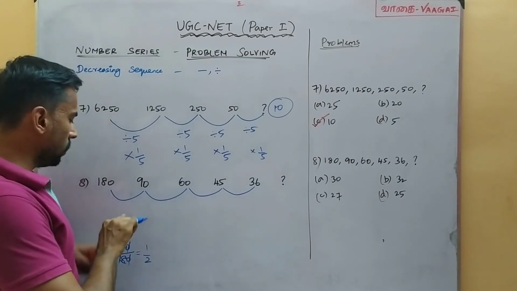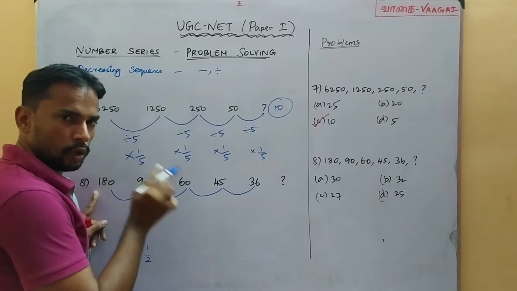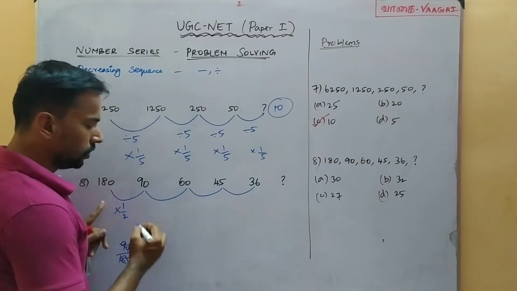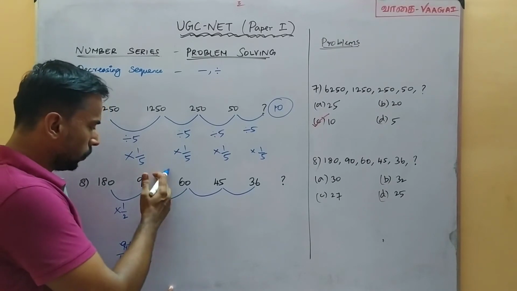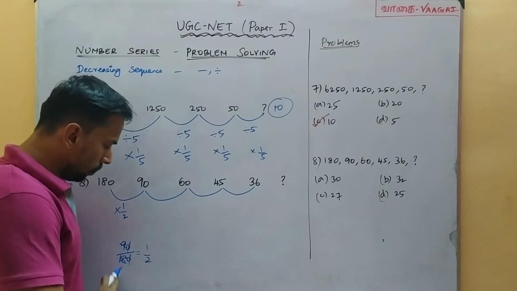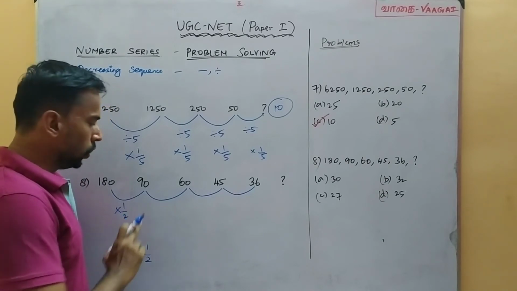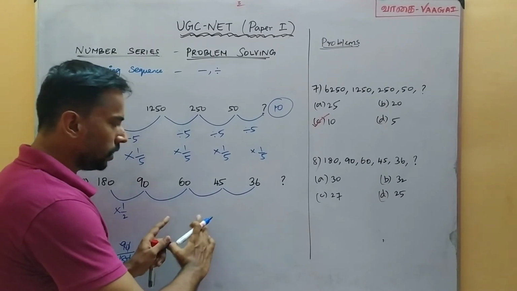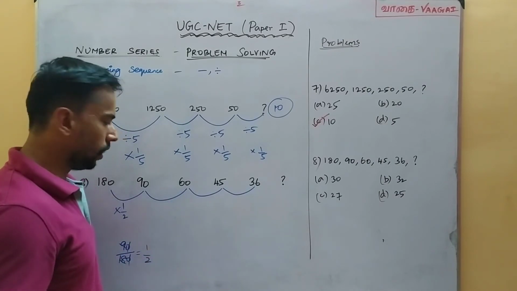And what I can say here is 180 should now be multiplied with this 1 by 2. This is no more division, right? Because we are doing it in the reverse way. So 180 should be multiplied with this 1 by 2 to get this 90. This is what we can conclude. Now let's do the same thing for the remaining numbers also and check what happens.